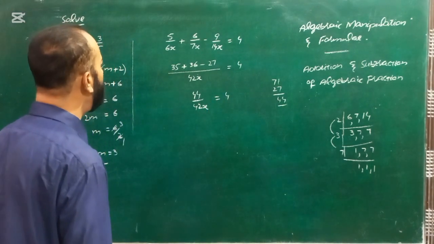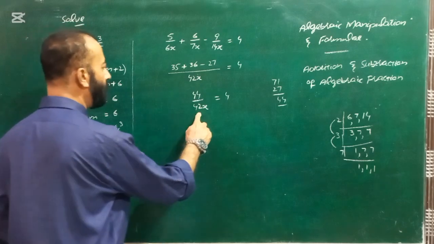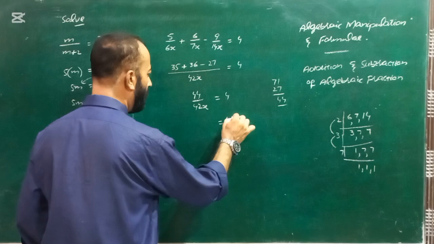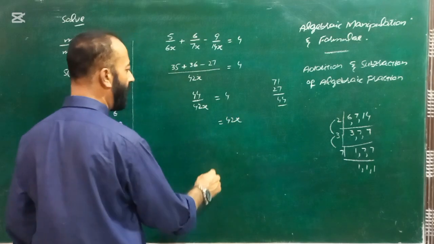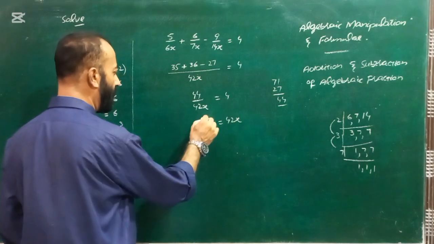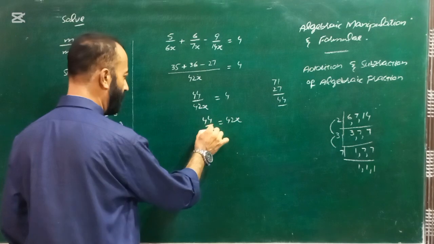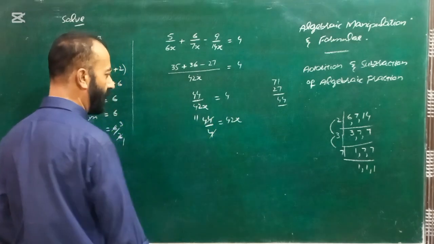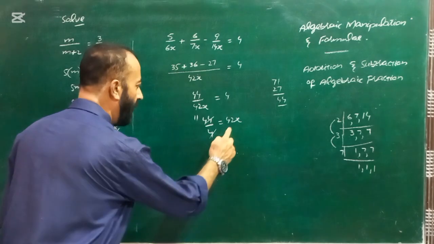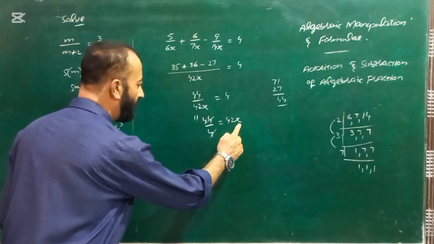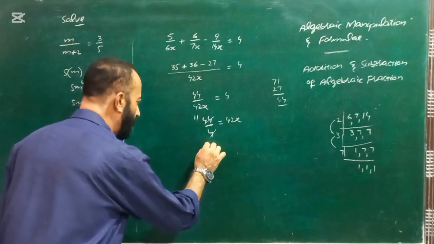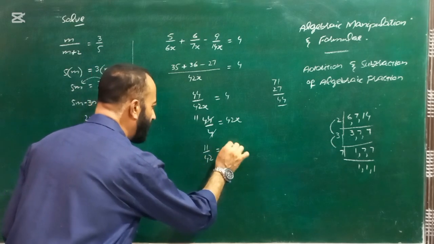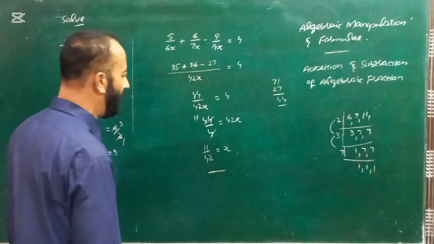So at this step you can see now 42x will go to the right hand side, and to make things simple, this 4 will come to the left hand side, because these will be cancelled. 4 ones are 4, 4 ones are 4, so things will be easier. And in the next step, this 42 is multiplying with x, so it will come to the denominator of the 11, and this is the answer for x.